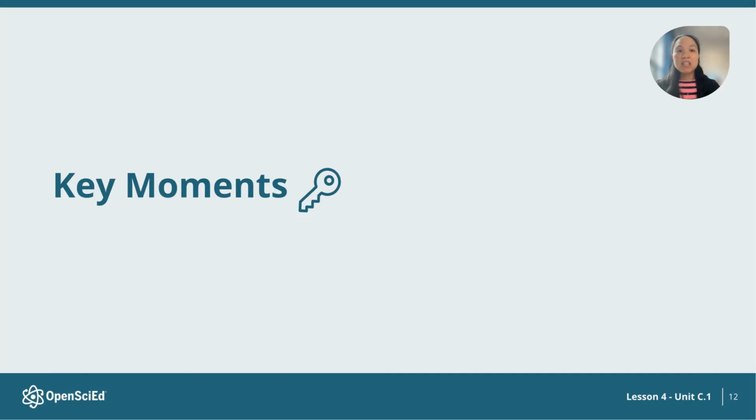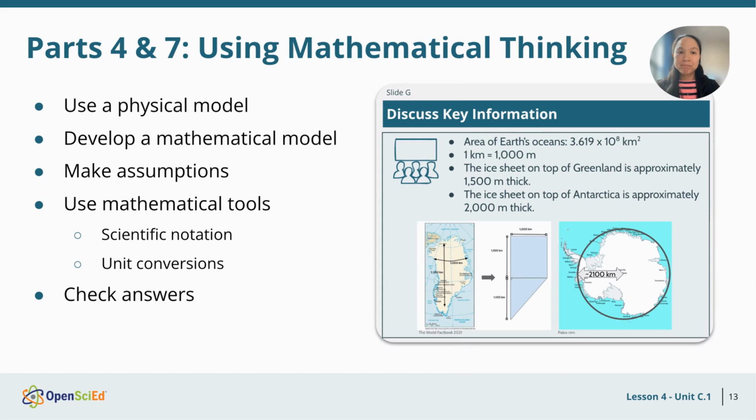Let's take a look at the key moments in Lesson 4. Lesson 4 is the first time in this unit that students practice using mathematical thinking to solve a problem, which in this case is to estimate sea level rise if Greenland or Antarctica's ice sheets melt. This is one instance where it's important to go slow to allow for student sense making.